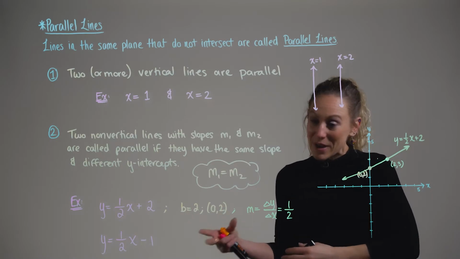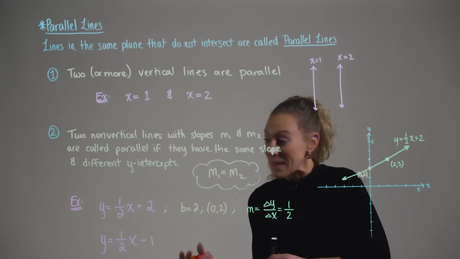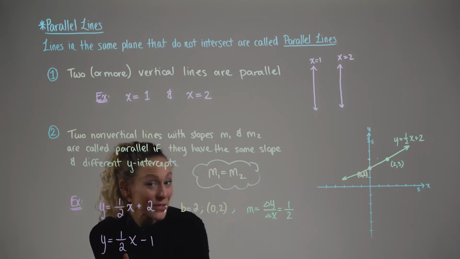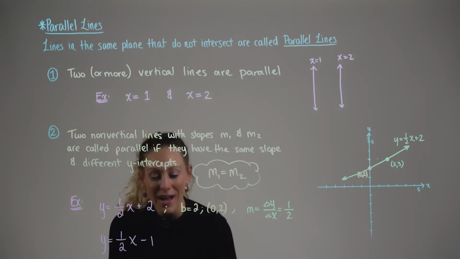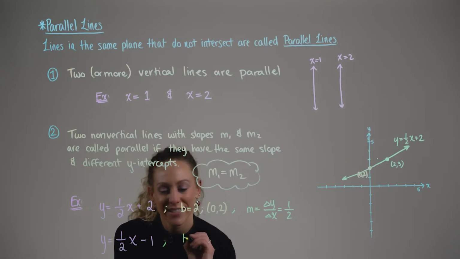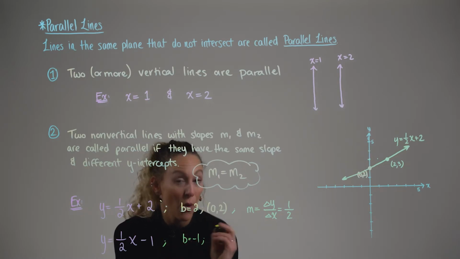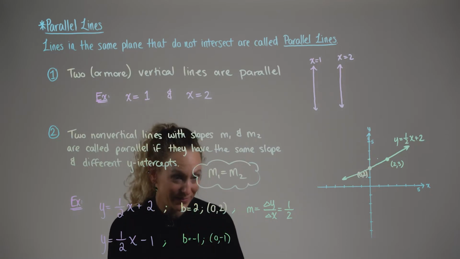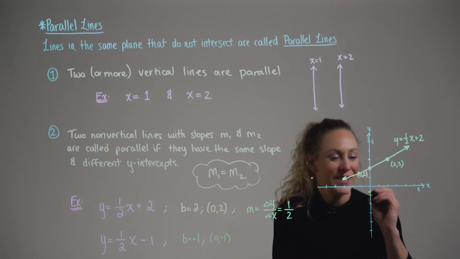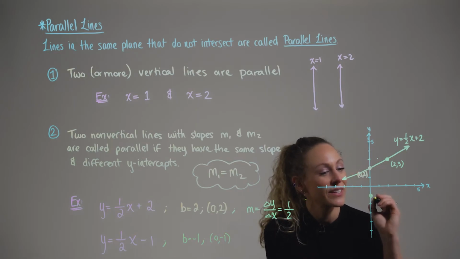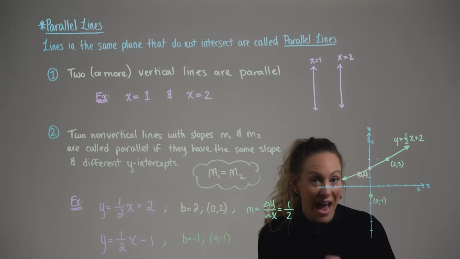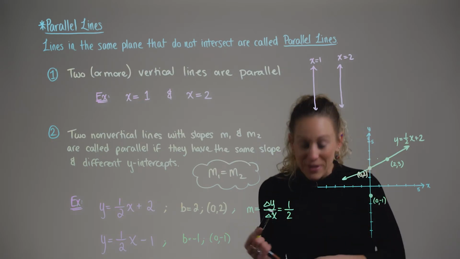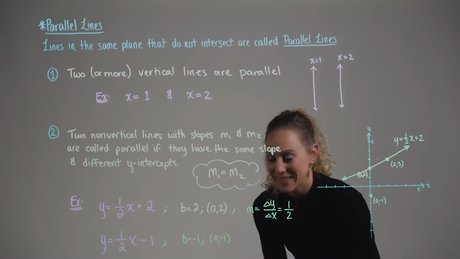So let's go ahead now and think about the second line in a similar manner. So here, again, we have the same slope, but in this case, our y-intercept is -1. Or in its ordered pair form, we would write this as (0, -1). So on our graph, here is our y-intercept. And again, let's go ahead and use the slope to find another point on this line.